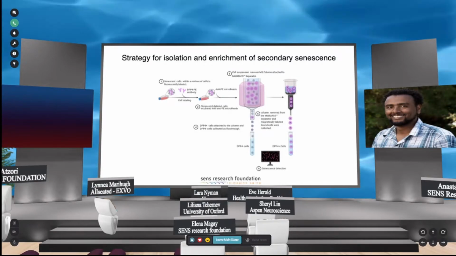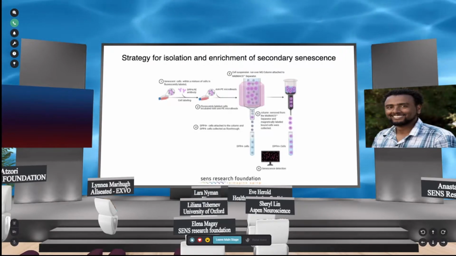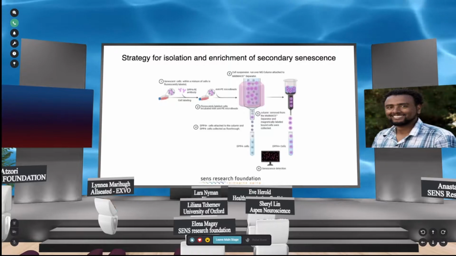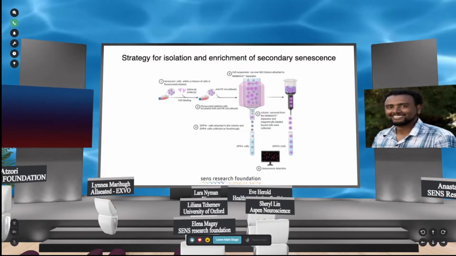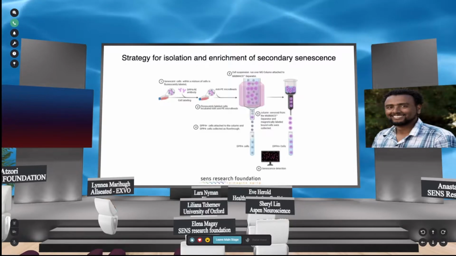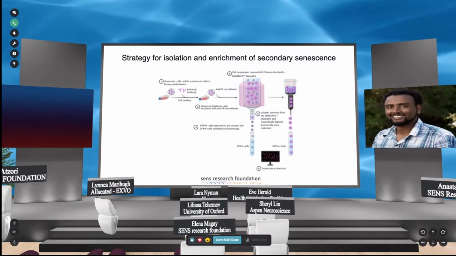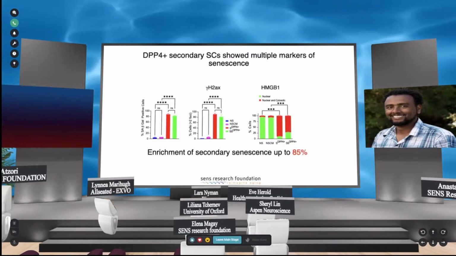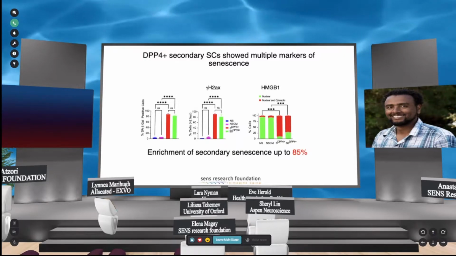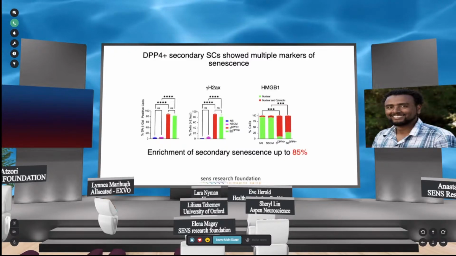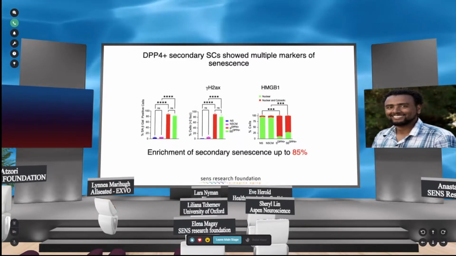Then after we successfully isolate these DPP4 positive senescent cells in both primary and secondary senescence, we confirmed if this isolation enables us to enrich the percentage of the secondary senescent cells. And here we measure multiple senescence markers. Again, red is for primary senescence, whereas green is for secondary senescence. The others are two non-senescent controls.